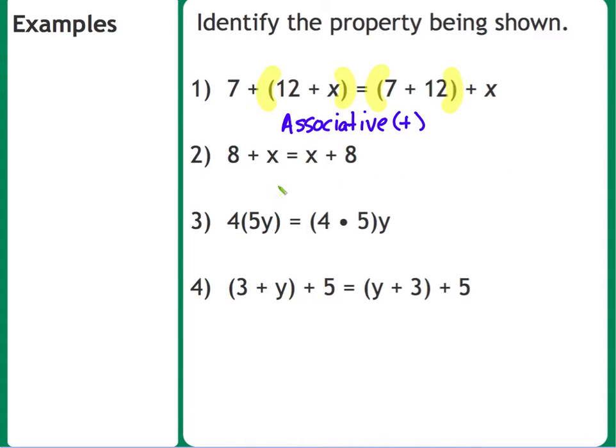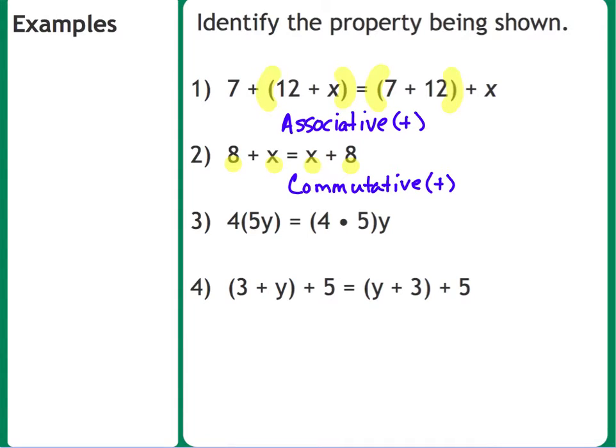Notice the second example here. The 8 and the x from the first expression changed locations. They moved in the second expression. So we call this the commutative property of addition.